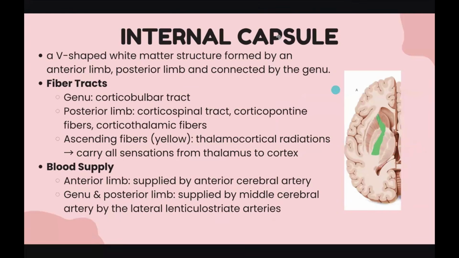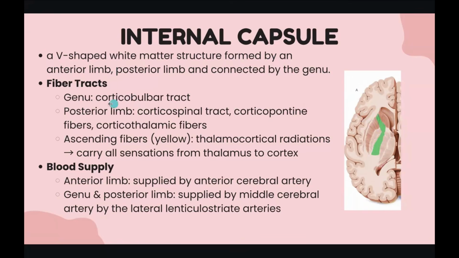The internal capsule is an important structure that I believe will be discussed further in the next part, but I'll touch upon it, yani, since we are mentioning it. It's a V-shaped white matter structure, as I said before, formed by an anterior limb, a posterior limb, and it's connected by the genu that I mentioned. It's made of fiber tracts.